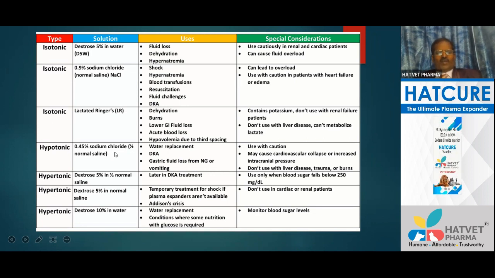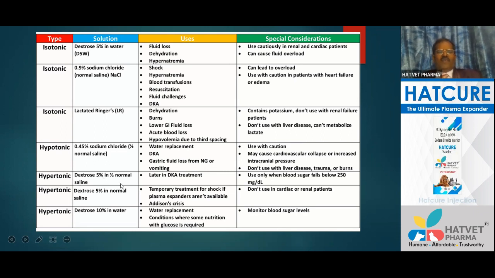Hypotonic 0.45% sodium chloride can be used as water replacement, in diabetic ketosis, and in gastric fluid loss from vomiting. Use with caution, as it may cause cardiovascular collapse and an increase in intracranial pressure. Don't use it with liver disease, trauma, or burns.